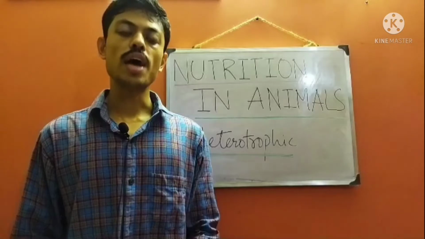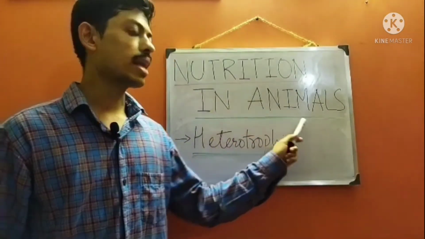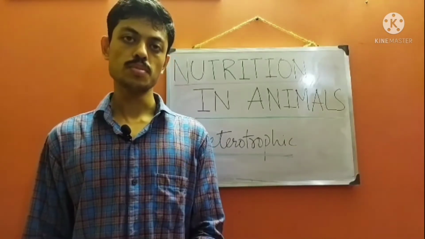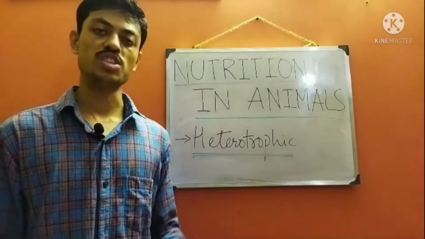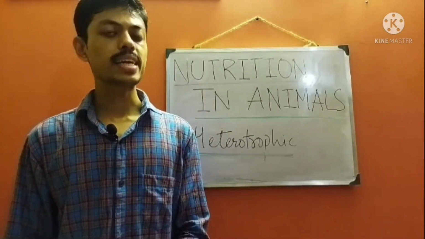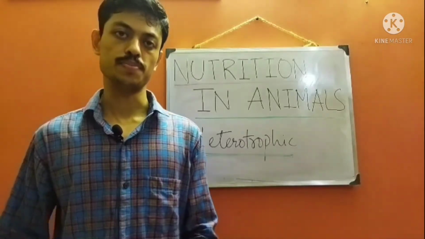In today's class we would have a quick recap on the chapter Nutrition in Animals. Animals follow heterotrophic mode of nutrition, that is, they directly or indirectly depend on others for their own survival.